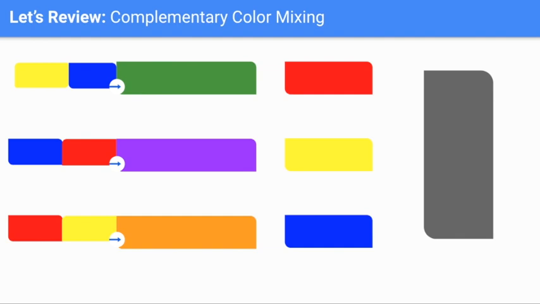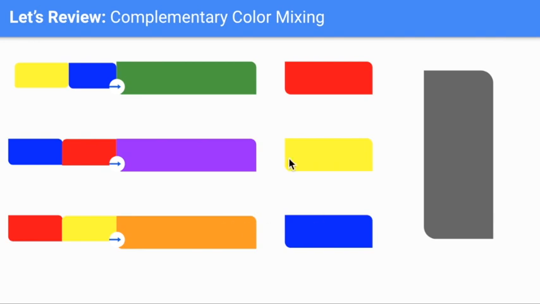Color theory. We know that our primaries are yellow, blue, and red, and that when we combine them together, we get our secondaries, green, purple, and orange. We also know that each secondary has a complementary color, or a color that is across from it on the color wheel. So the complement to green is red, purple is yellow, orange is blue.